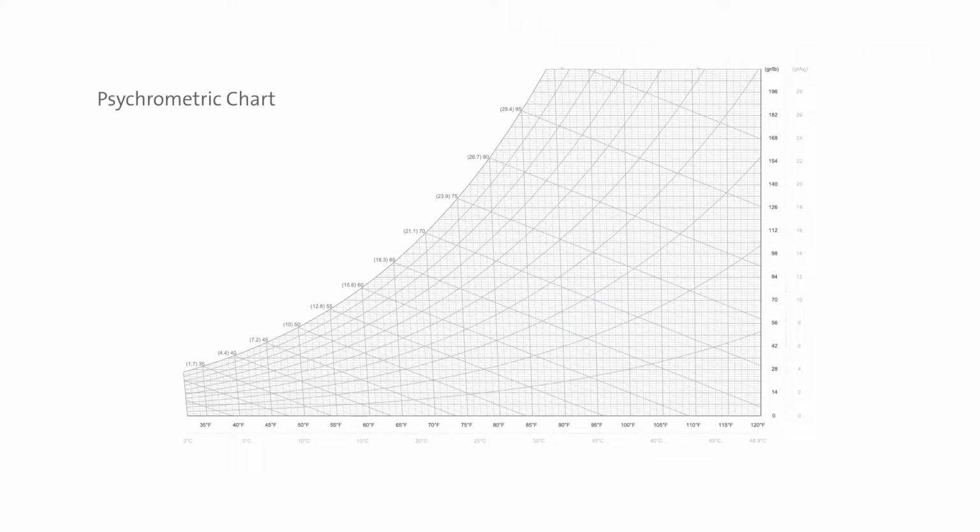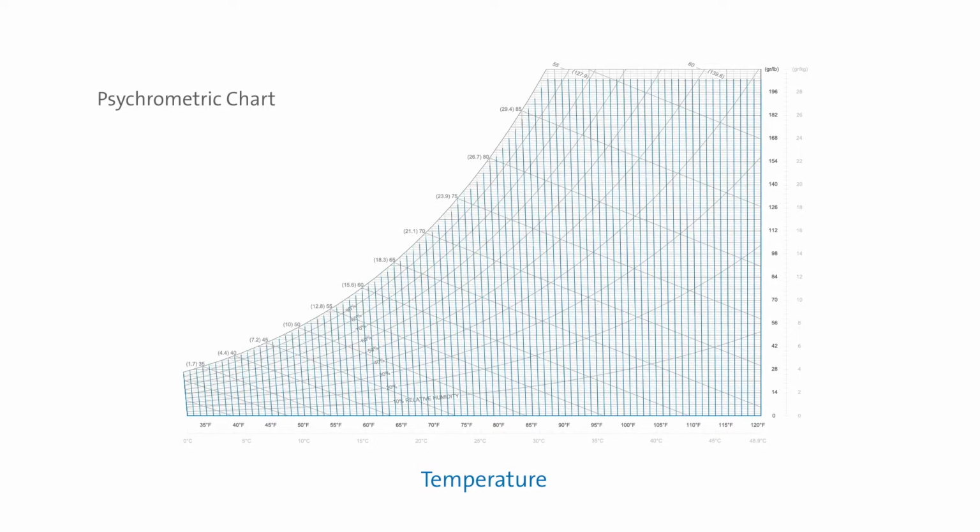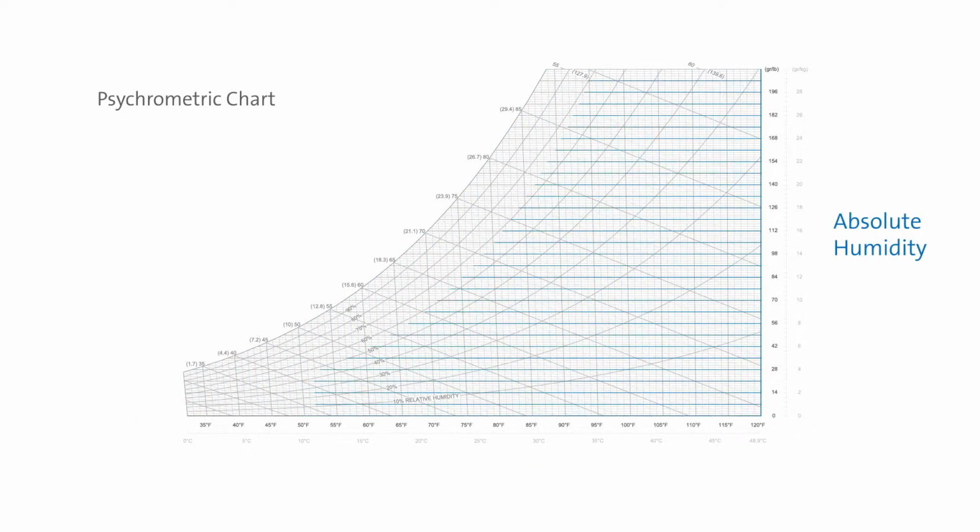The bottom scale of a psychrometric chart describes the temperature relevant for planning in building technology, with a range from 0 degrees Fahrenheit to 120 degrees Fahrenheit. The scale on the right describes absolute humidity in grams per pound and ranges from 0 to 200 grams of water per pound of air.